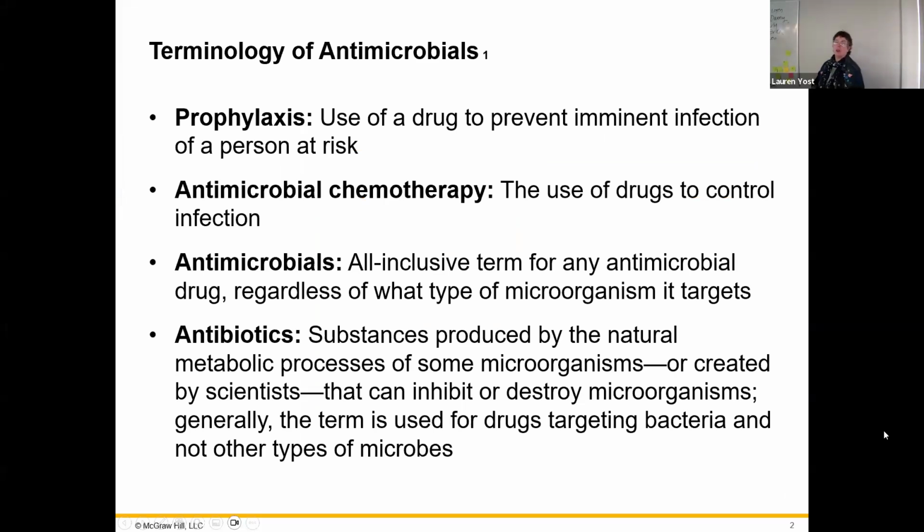All right, so terminology of our antimicrobials. This whole chapter is going to be over antimicrobial drugs. So not just antibiotics, but antifungals, antivirals, and things like that.